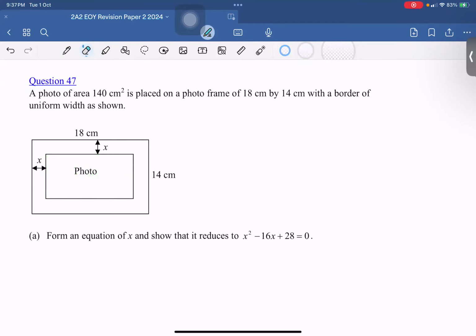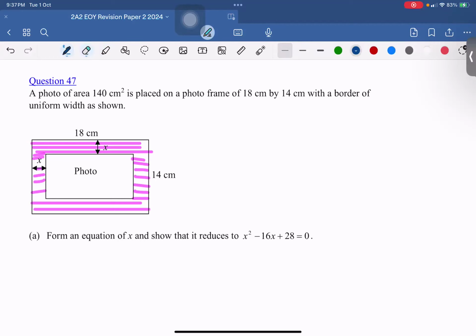If I want to find the border, what do I know? The area of the border will be the area of the big rectangle minus the area of the small rectangle. Yeah, correct. Alternatively, I don't want to do it so long, I can find the length times breadth of the photo itself equals 140. That also works. So let's do the easier one.